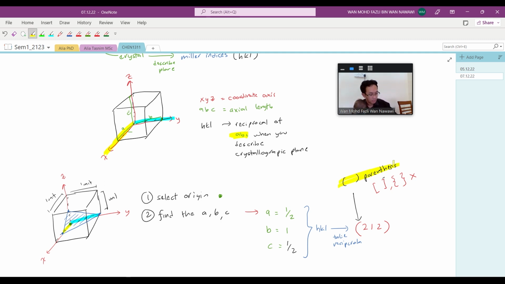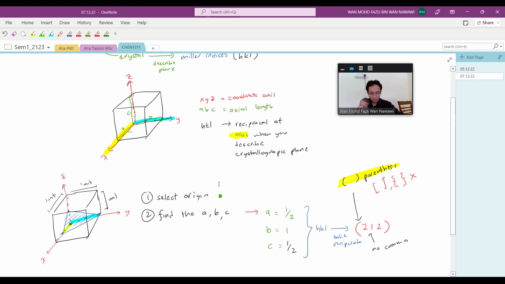Use parenthesis. Secondly, there are no commas. No commas. So basically that's how you describe the plane in a unit cell. Okay, so that's one example.